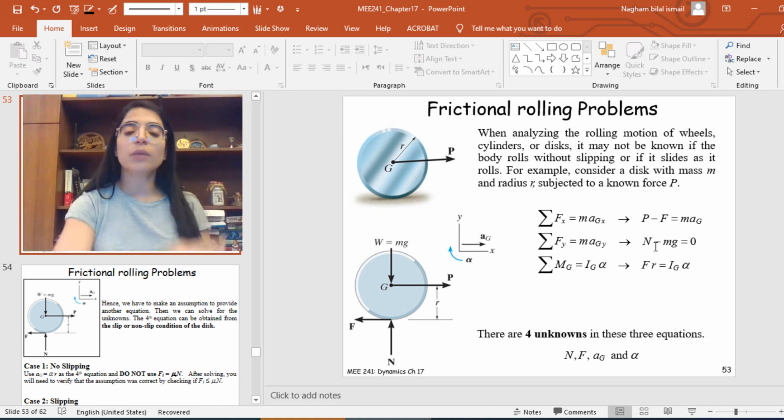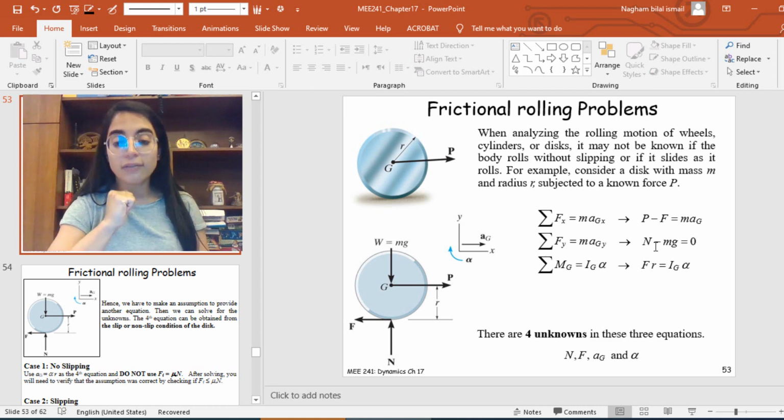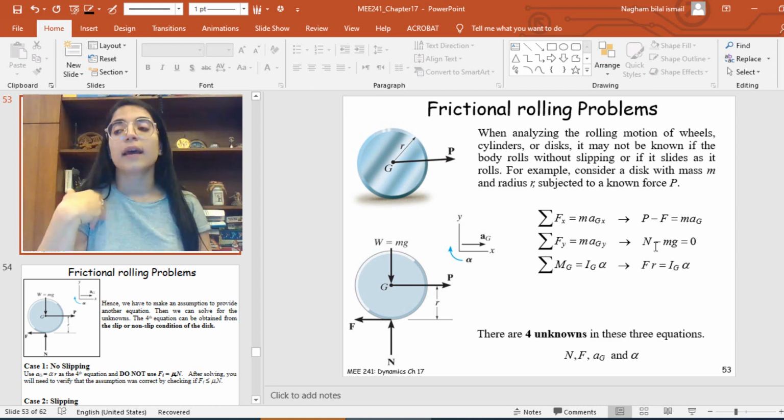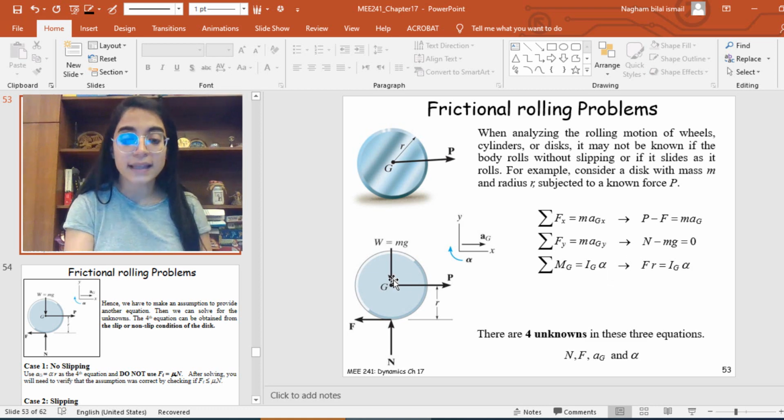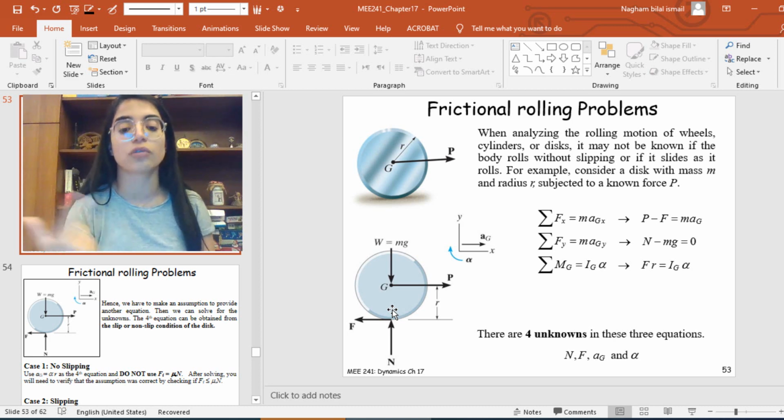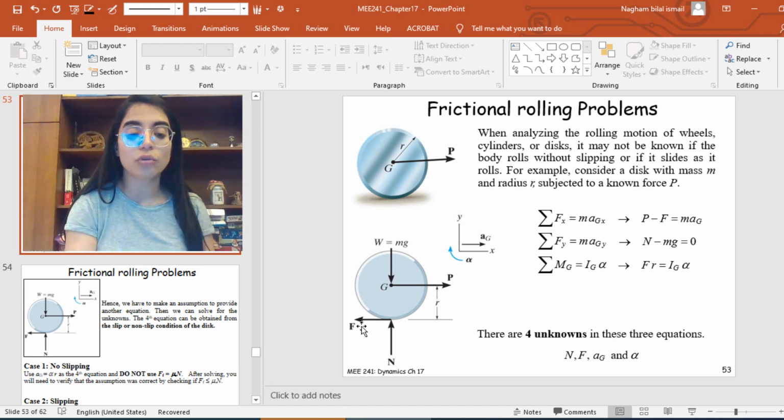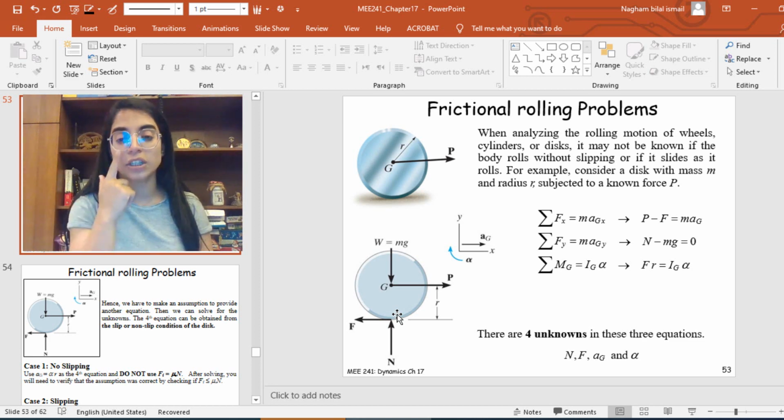Alright? Now, if I want to apply the sum of moments equal to Ig alpha, what are the forces that cause a moment around the center of mass? I know that the weight and this force P are passing through this center of mass, as well as the normal force, all right? So the line of direction of this normal force is passing through this G, so they do not have any moment around G. The only force that has a moment around G is the frictional force here. And the distance between the frictional force F and the center of mass is the radius of this disk or of this cylinder, which means F r is equal to Ig alpha.